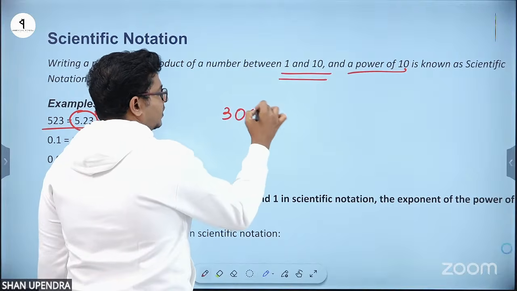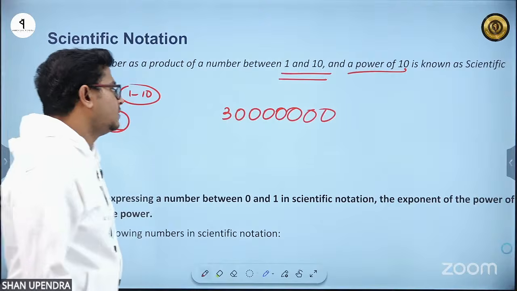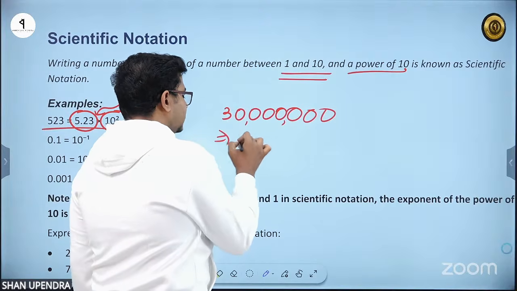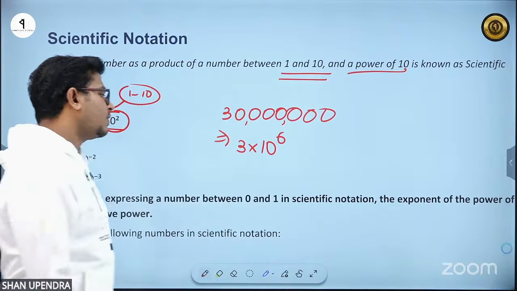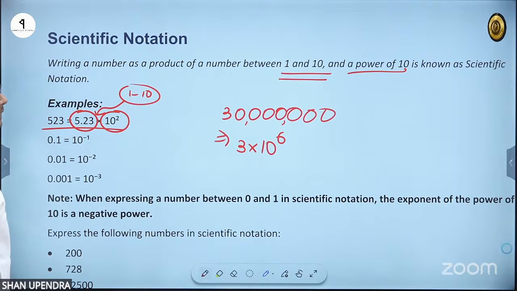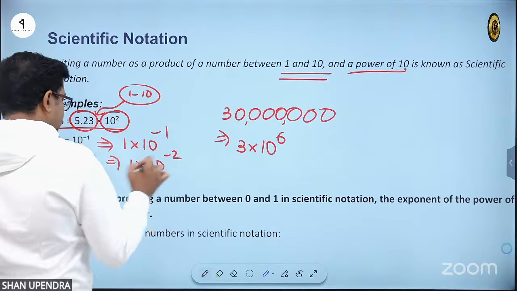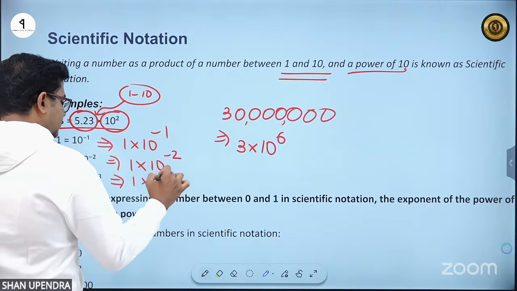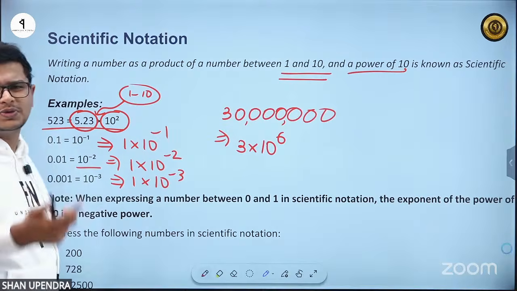So let's say there's a large number. It's really hard to read that. So what can we do? We can represent this one as 3 into 10 to the power 6. Just representing it that way is super easy. If it is a smaller value like 0.1, then you can write 1 into 10 to the power minus 1. Here 1 into 10 to the power minus 2. Here 1 into 10 to the power minus 3. Or you can just keep 10 to the minus 2. Doesn't matter. That's totally fine.